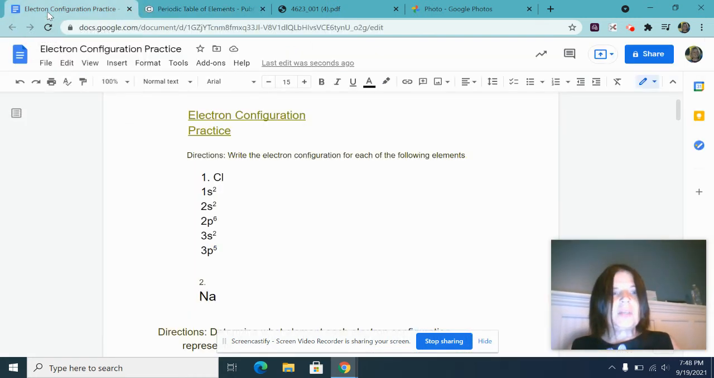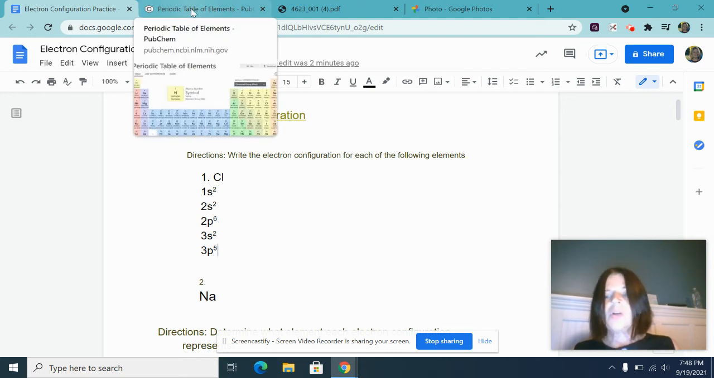The other way that we can check is that these numbers, which are telling us the number of electrons that happen to be in a particular orbital, should always equal the atomic number for a particular element. So if we add 2 plus 2, which gives us 4, plus 6, which would give us 10, plus another 2, which would give us 12, and another 5, which gives us 17, the atomic number for the element that we're looking at, which in this case is chlorine, should match that number.